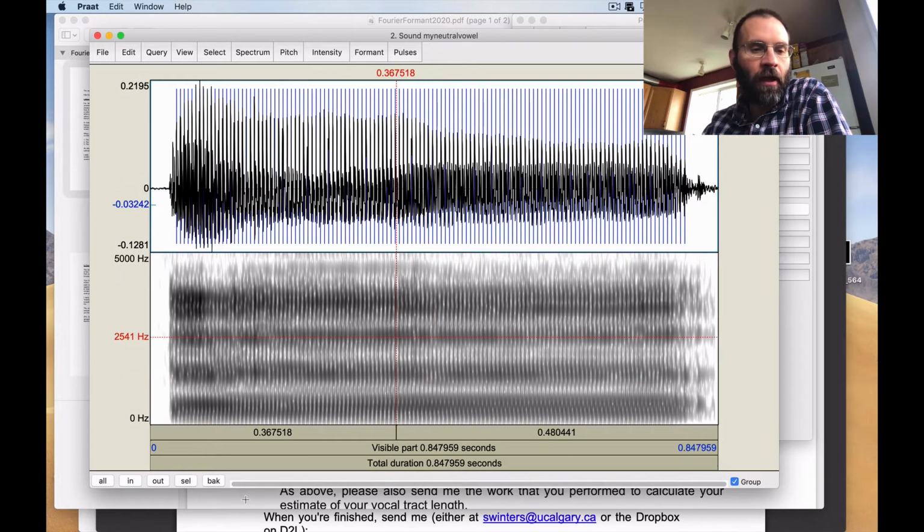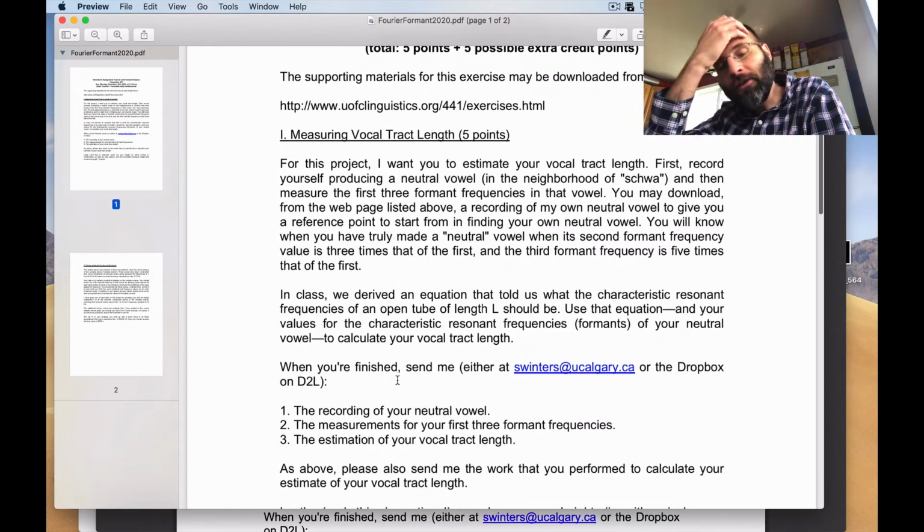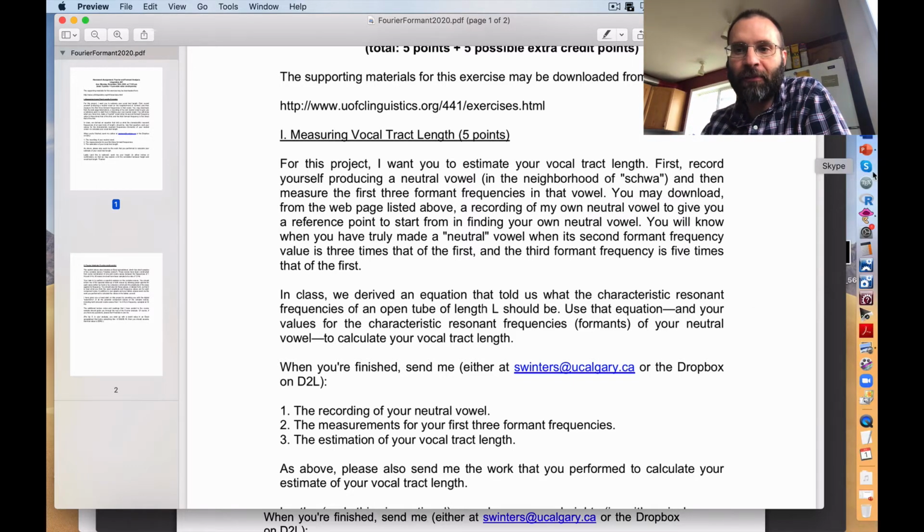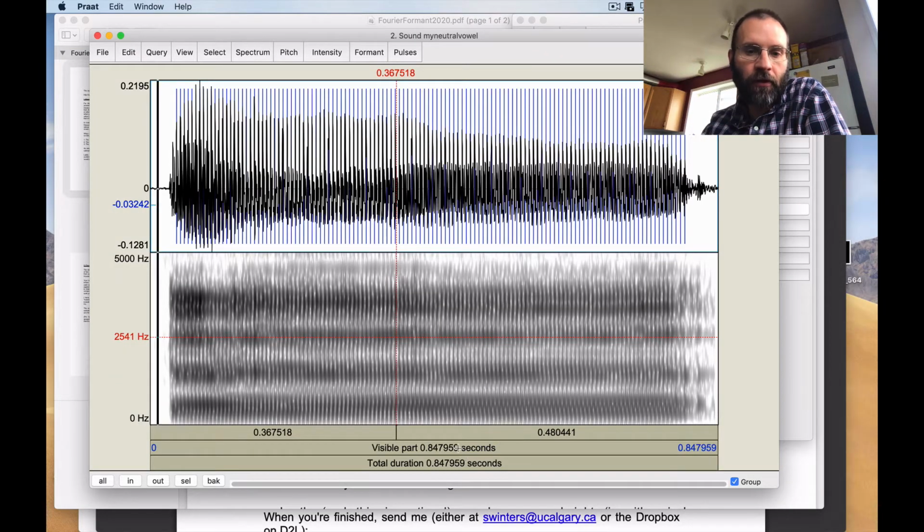It's also got relatively evenly spaced formants. The first one at about 500, and the second one at about 1500, and the third one about 2500, so on and so forth. So what you need to do is, first of all, produce or record yourself producing a vowel that sounds something like that. This is supposed to be schwa.